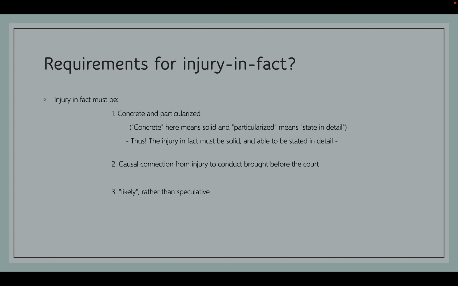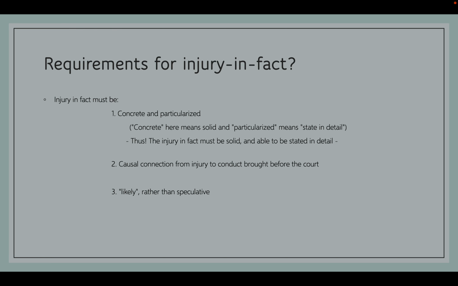What are the requirements for injury in fact? Injury in fact must be concrete and particularized. This means it has to be solid and it has to be stated in detail. It must be able to be stated in detail. And there also must be a causal connection from the injury to the conduct brought before the court.